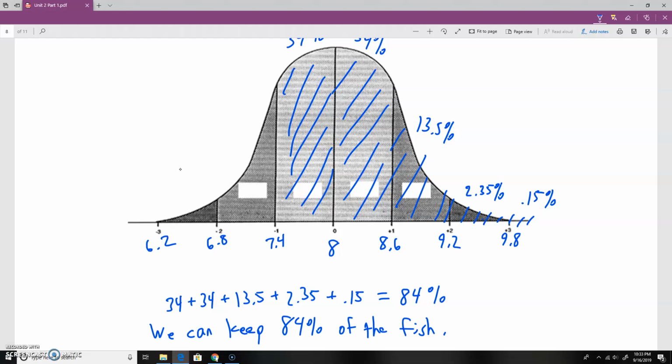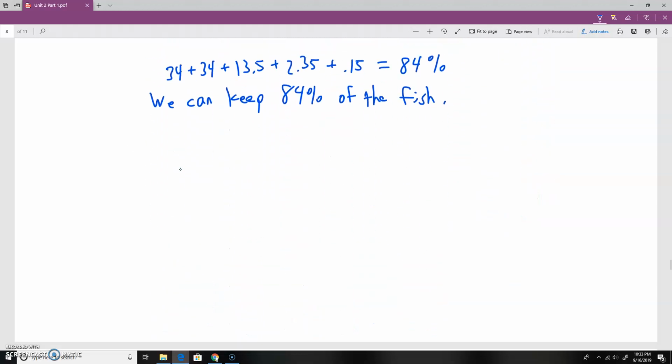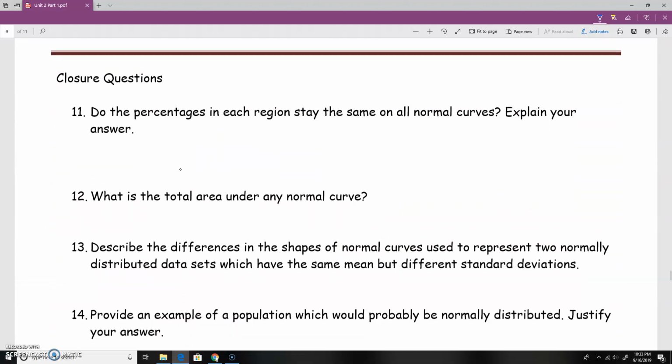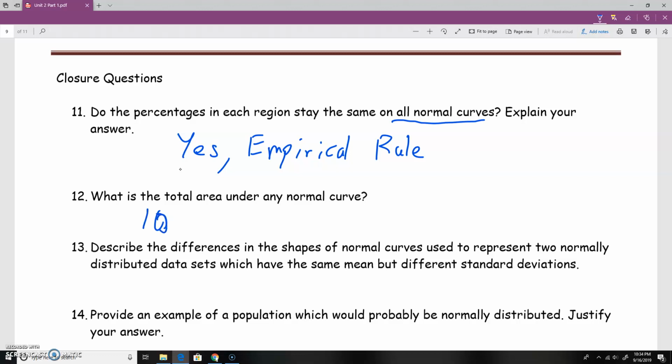All right. So let's look at a couple of closure questions. Do the percentages in the regions stay the same on all normal curves? The answer here is yes. And the simple answer is because of that rule we just talked about, the empirical rule. It's always those same percentages in those regions. Now the total area under any curve, if we added up all those together, you would actually find the total area underneath is 100%, or you can think about it as 1.00 if we're writing it as a decimal.